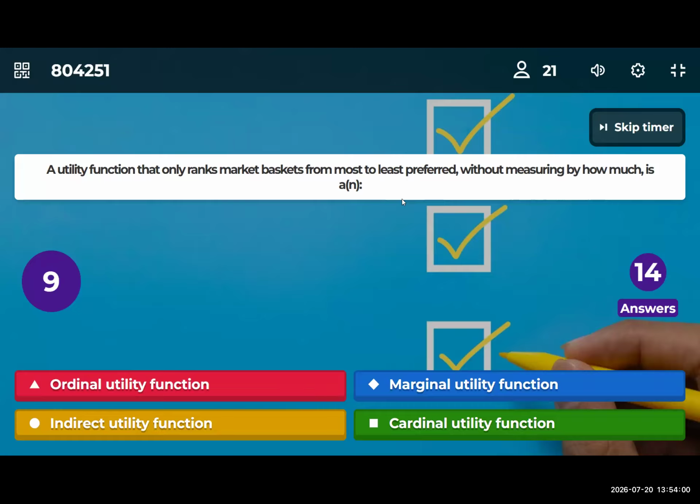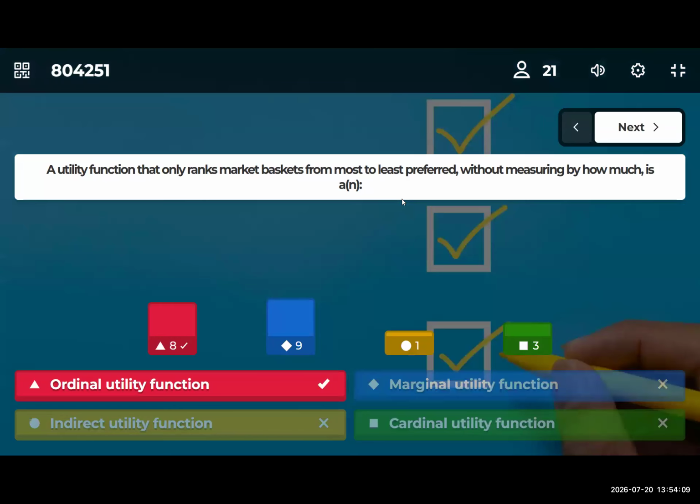You should choose between ordinal and cardinal, okay? Not blue and yellow. Indirect utility function, I didn't talk about this. It's an ordinal utility function, right? Ordinal: I mentioned that in microeconomics, we only know that we can rank, but we don't know the exact number.